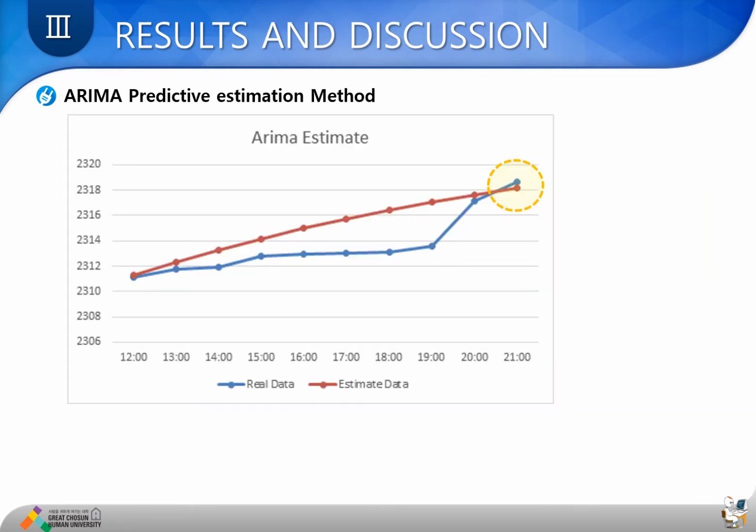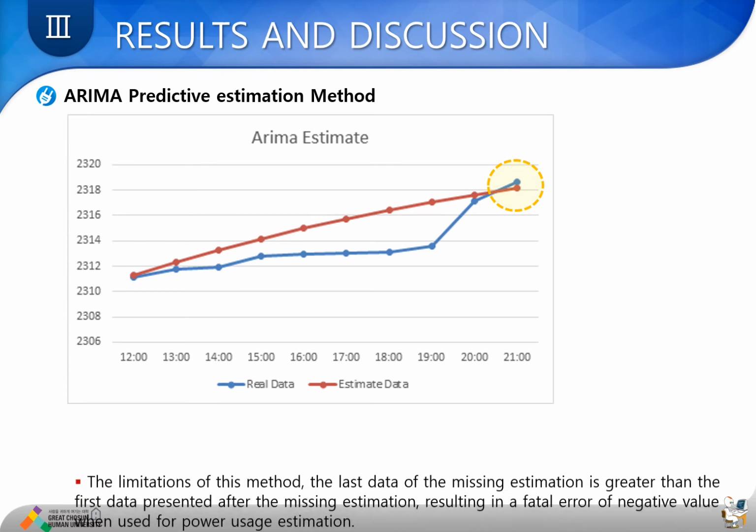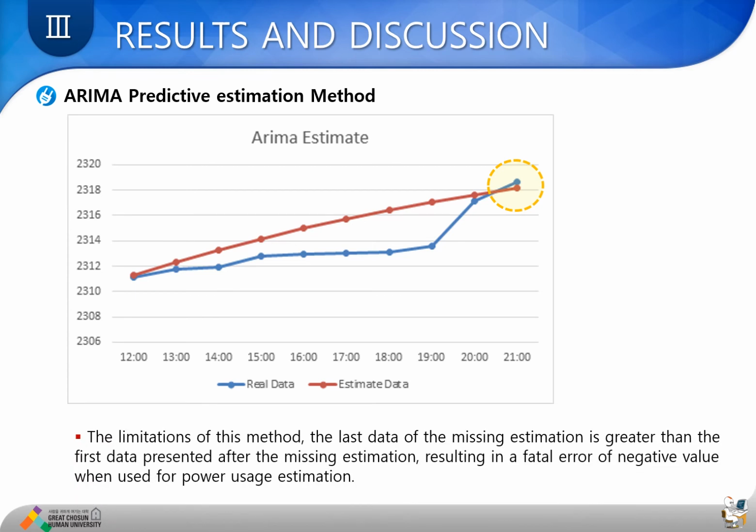To apply the ARIMA model, the actual data was input without using the segment usage, and differencing D by 1 was applied to ensure the stationarity of the data. The limitation of this method is that the last data of the missing estimation is greater than the first data presented after the missing estimation, resulting in a fatal error of negative value when used for power usage estimation.